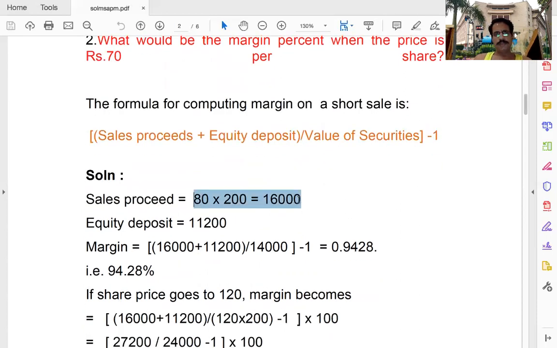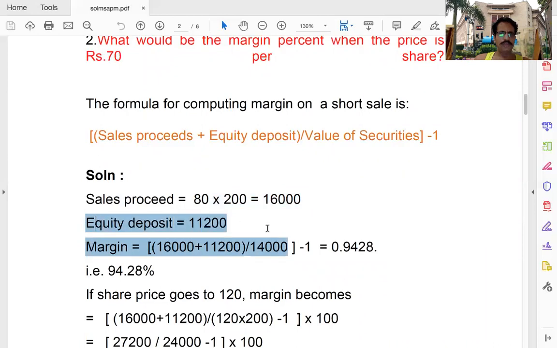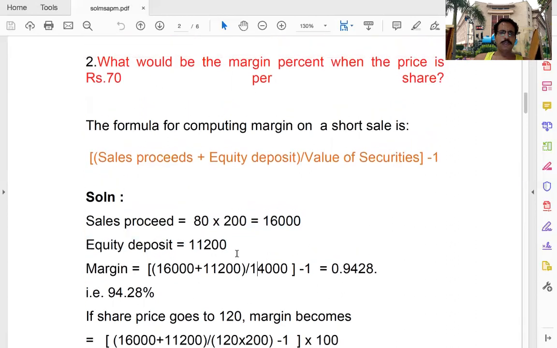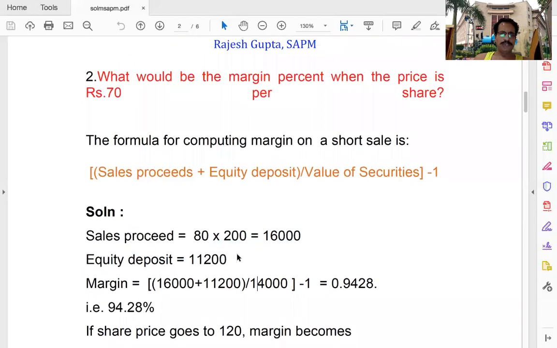So how much is the sales proceed? 80 into 200, 16,000, that we have done earlier also. You have deposited 70% of that. That means 11,200 has been deposited, right? But the share price is, if you want to calculate the margin, right? So at 70, what happens? The value of the security is 200 into 70, which is 14,000, but your deposited amount is still 11,200 with the broker. So your margin naturally goes up.